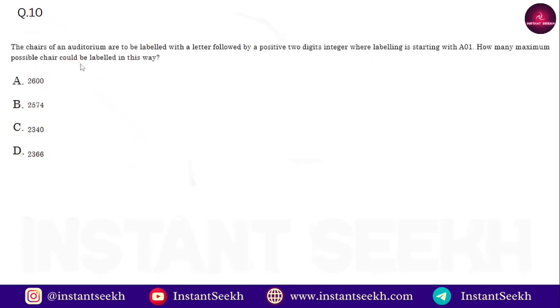The chairs of an auditorium are to be labeled with a letter followed by a positive two-digit integer, where labeling starts from A01. The chairs in a certain auditorium are to be labeled with a letter followed by a two-digit positive integer, where labeling starts with A01. How many maximum possible chairs could be labeled in that way? So how many can we label?